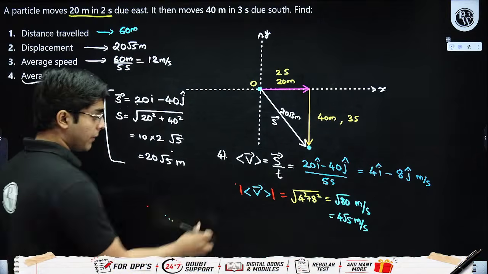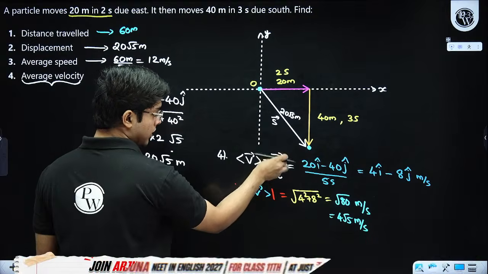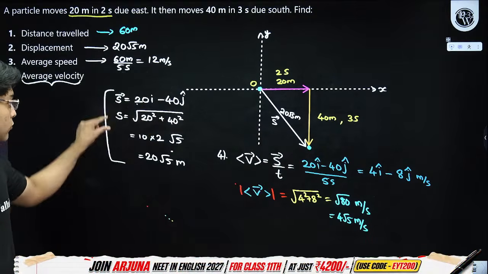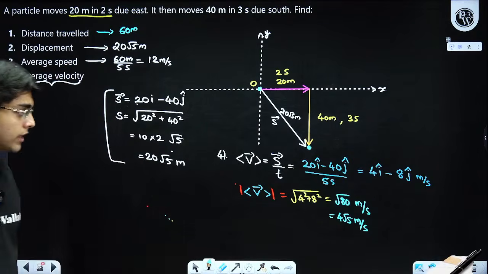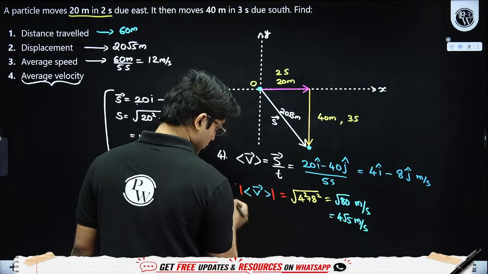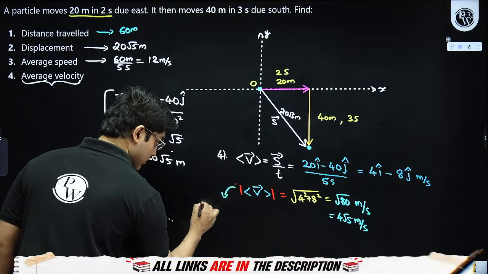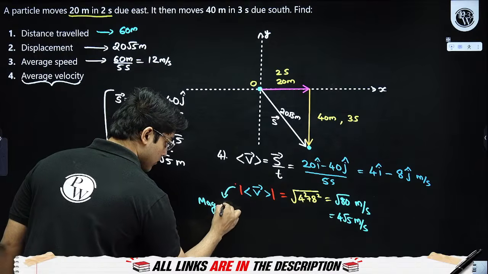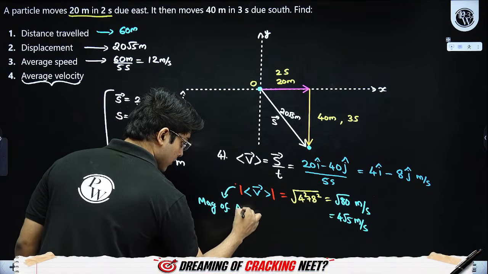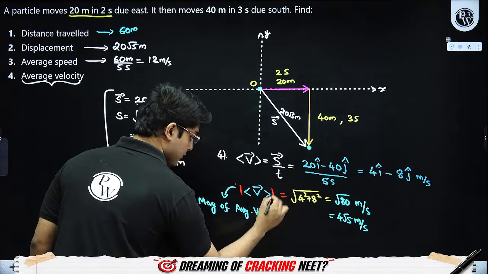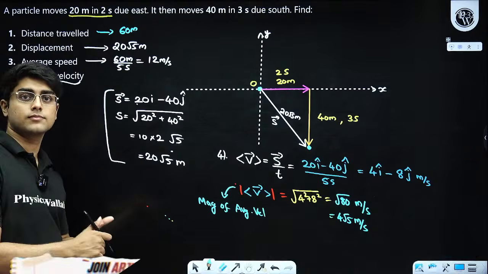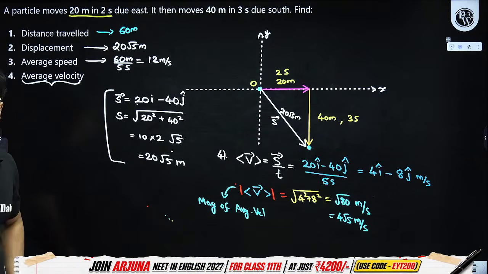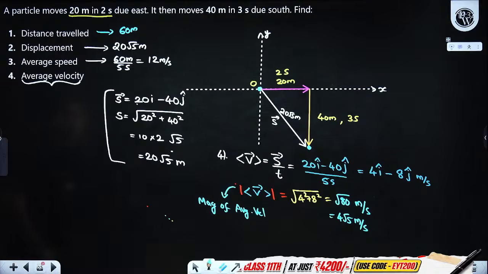If you only want the magnitude, you can take the magnitude of displacement divided by time. The magnitude of displacement is 20 root 5. Just divide by 5, and that will give you the magnitude of average velocity. So that was this question.